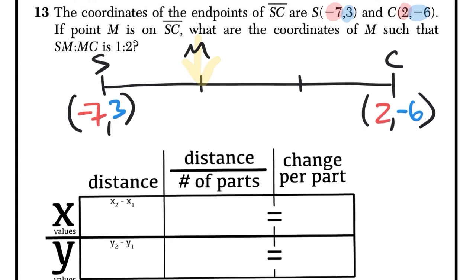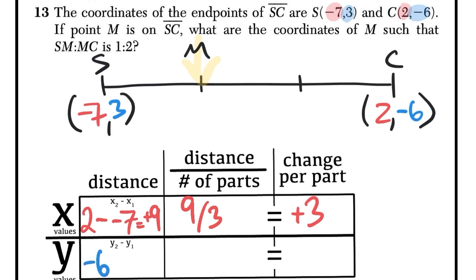So we need to figure out the distance of the X values. So what I'm going to do is simply 2 minus -7, and that's going to be +9. All right, and so what's the distance divided by the number of parts? So we're going to have 9 divided by 3, and that's going to give us +3. It's going to be increasing by 3 each time. That makes sense. Let's take a look at the blue Y values, and the distance of the blue Y values is going to be -6 minus 3, and that's going to give us -9, and that makes sense, right? If we're going from 3 to -6. And so let's do the distance divided by the number of parts, and that's also going to be 3. And -9 divided by +3 is going to be -3.